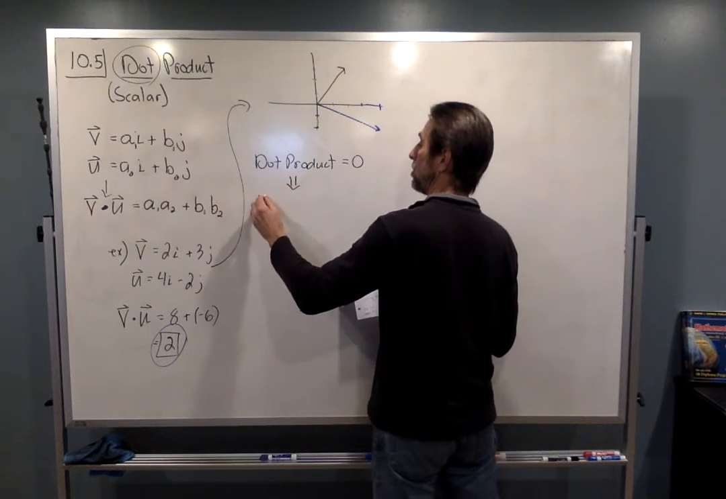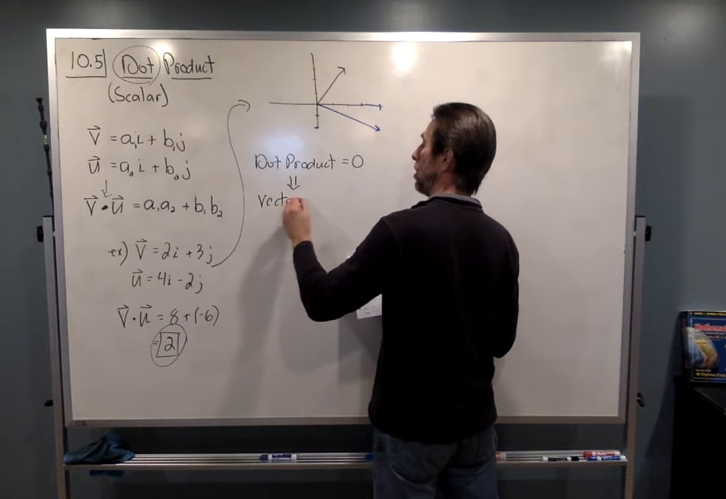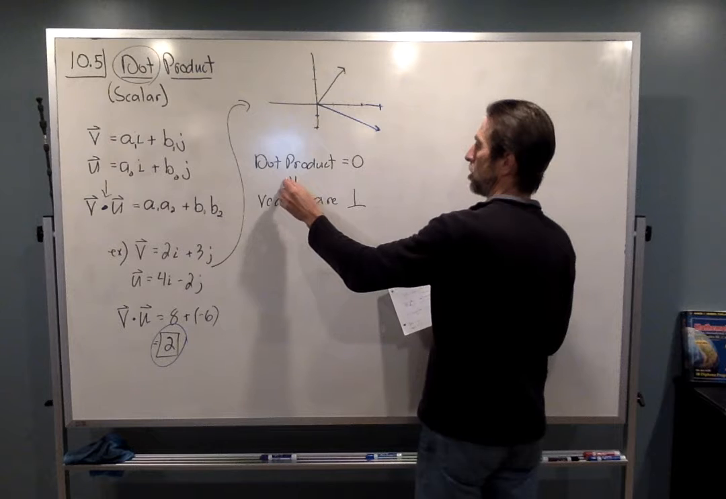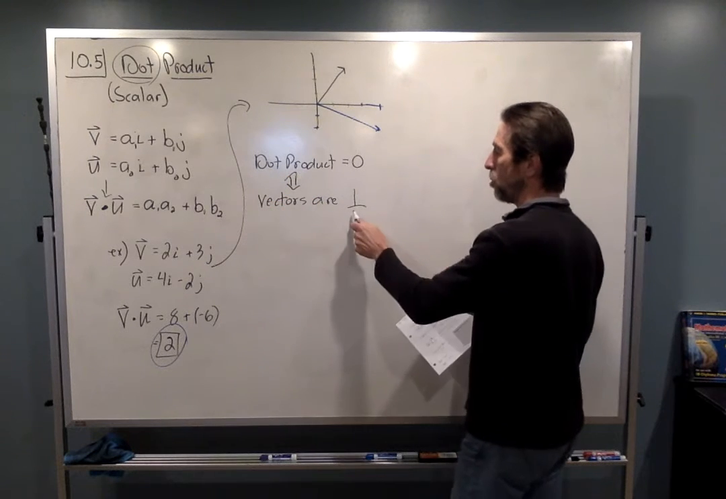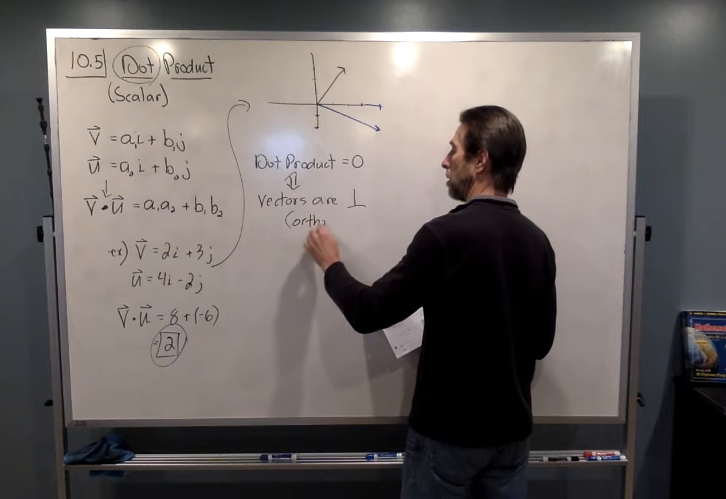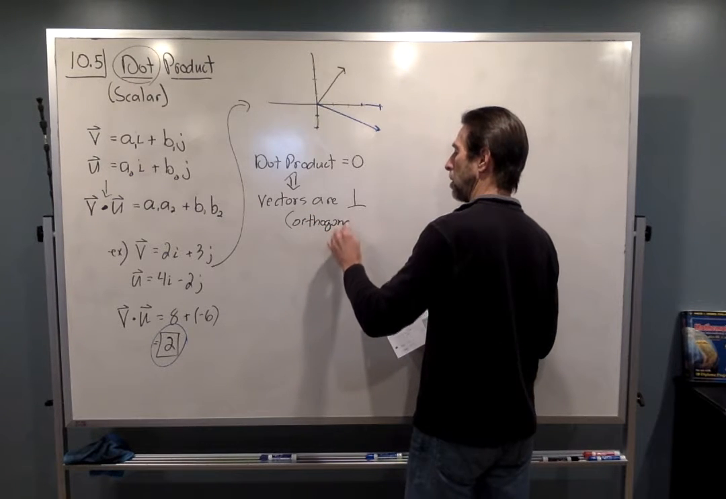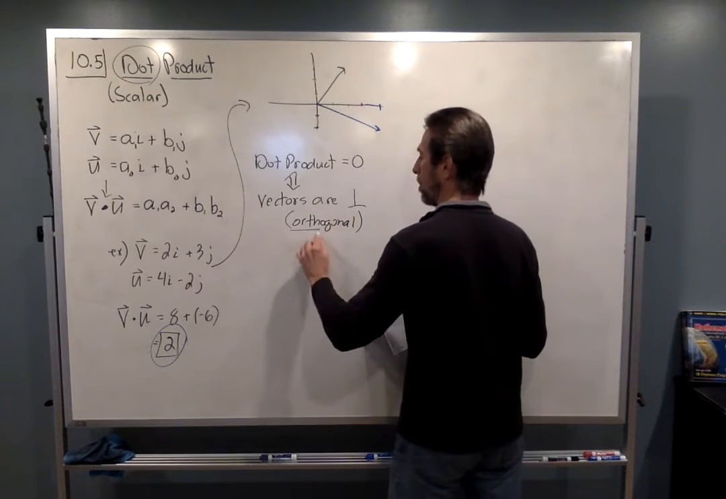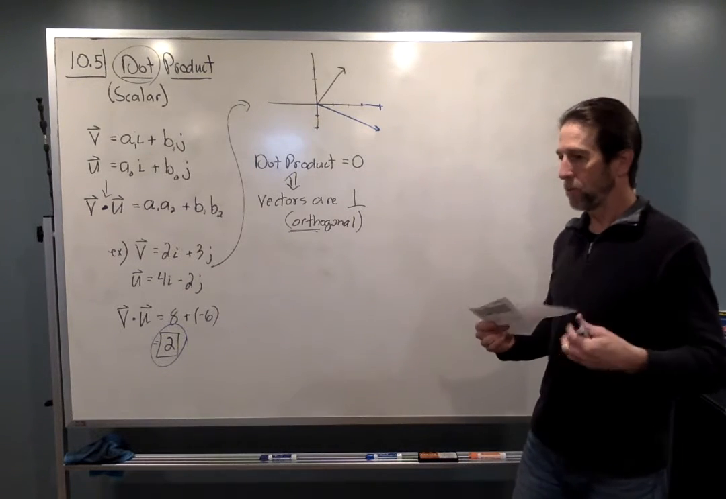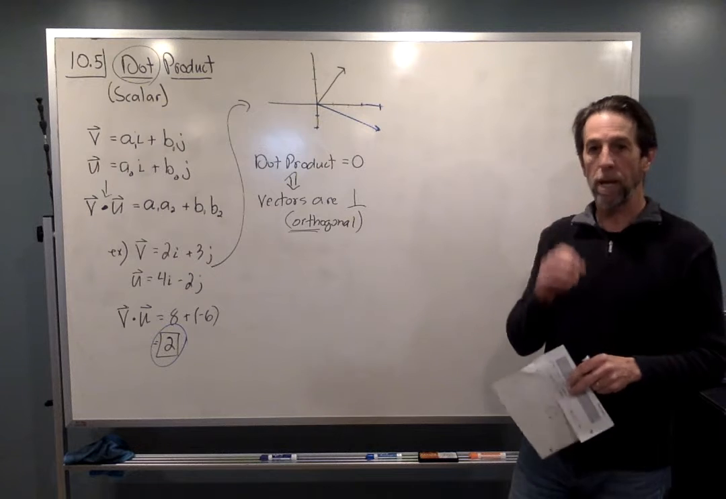That means the vectors are perpendicular. And it's a two-way street. Now, another word we have for perpendicular is orthogonal. Anytime you see a word with ortho in it, it has something to do with right. Orthodontist makes your teeth right, okay, or right angles.